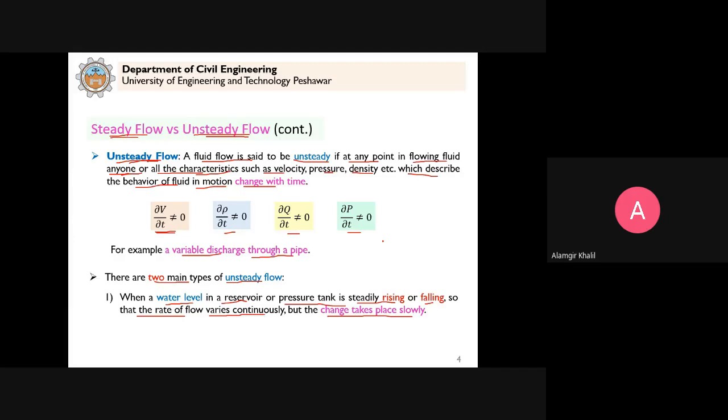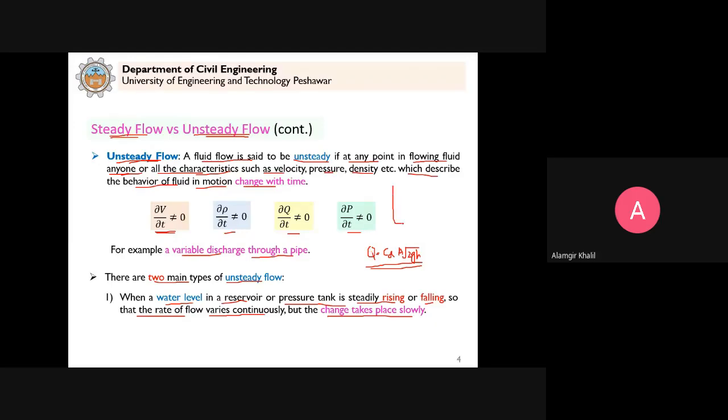The first one is that when the water level in a reservoir or tank is rising or falling, so that the rate of flow varies continuously, the discharge will change. Because you already studied orifices in your fluid mechanics 1, and what was the formula for the orifice? For the orifice, the discharge is equal to CD, the coefficient of discharge, into A, into the velocity, which you calculated as under root 2gH. So if H is changing, then discharge will change.